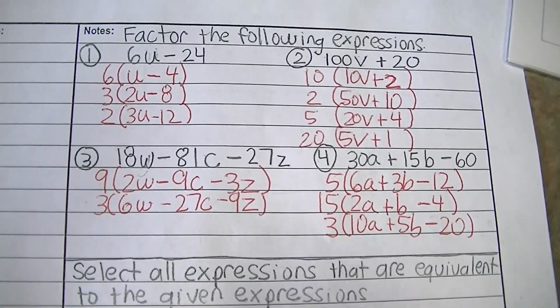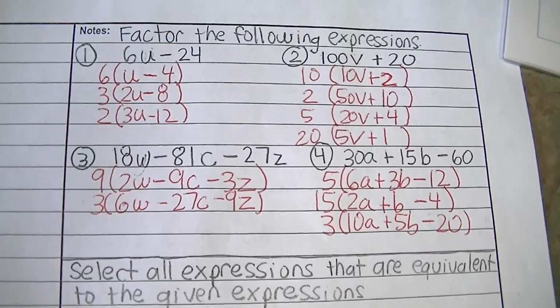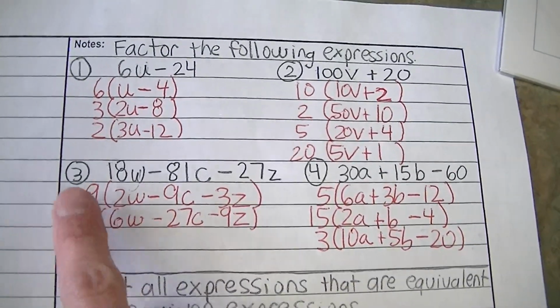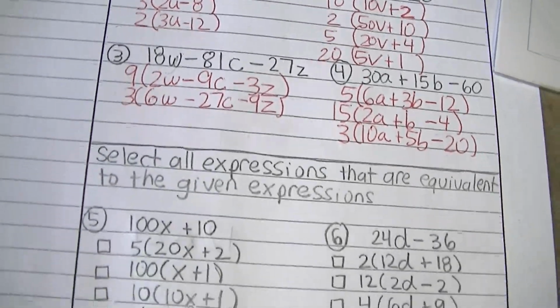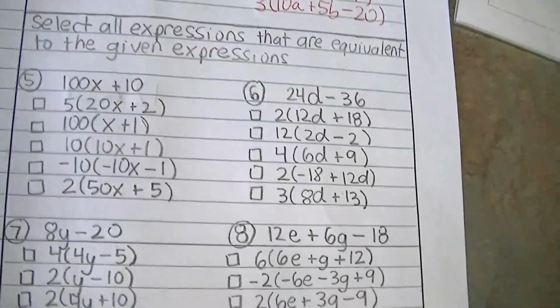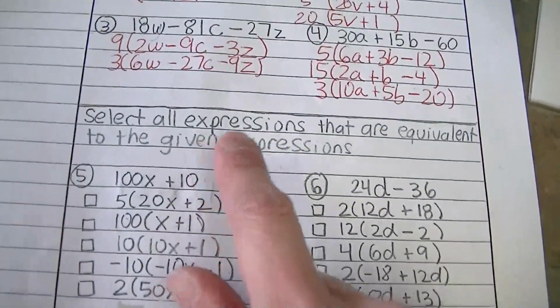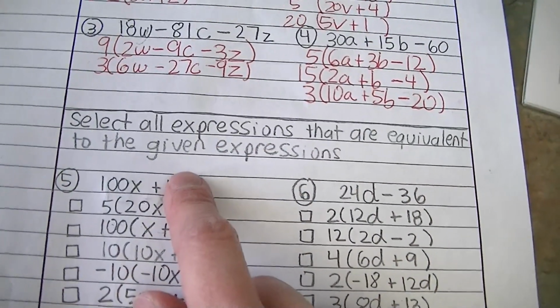And I'm sure you probably could have thought of more of these, like if you would have factored out a negative, but these are the ones where I just had a positive value that I factored out, okay? All right, number 5, 6, 7, and 8. Select all expressions that are equivalent to the given expressions.